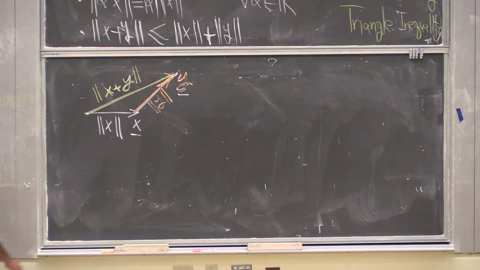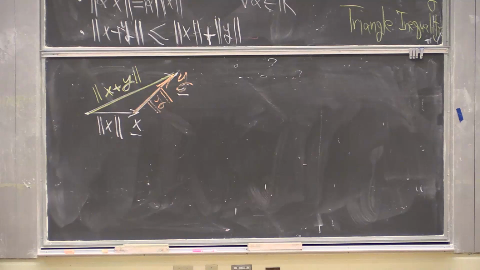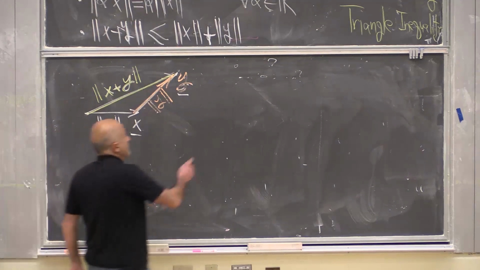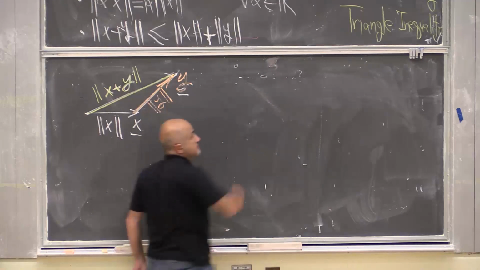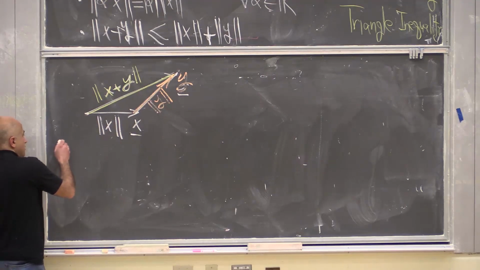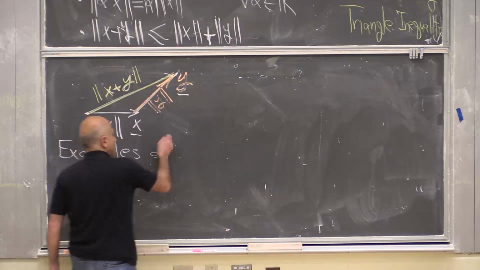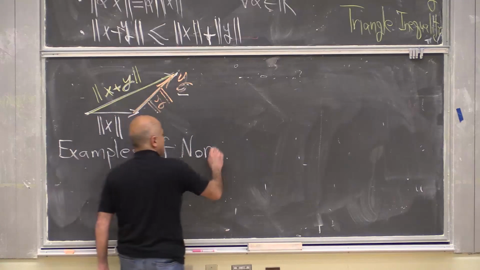Now, there are different kinds of ways we can define a norm in any vector space. I'm going to give you a few examples of them. And then we'll fixate on one for the rest of the semester. So, examples of norms.